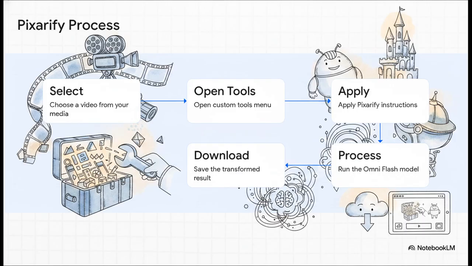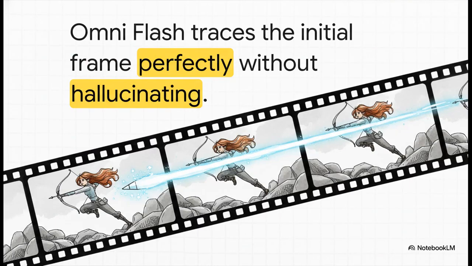Let's look at the Pixarify process as an example. You just select a video from your media library, pop open the Custom Tools menu, and apply your pre-built Pixarify 3D stylistic instructions. Let the Omni Flash model process the whole shebang, and boom, your transformed result is ready to download. What makes this absolute magic is the stability of Omni Flash.